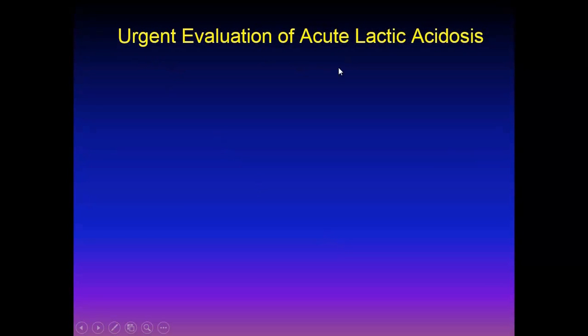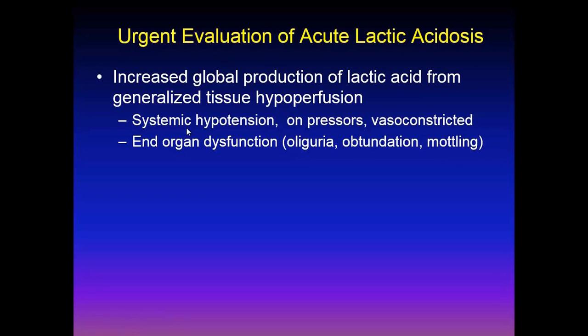So what is the urgent evaluation of lactic acidosis? It's really a thinking person's thing. We have to think about it. So where does lactate come from? It's either an increased global production of lactic acid from generalized tissue hypoperfusion, such as systemic hypotension, pressor requirements, or vasoconstriction, or end organ dysfunction, as evidenced by oliguria, altered mental status, and mottling.